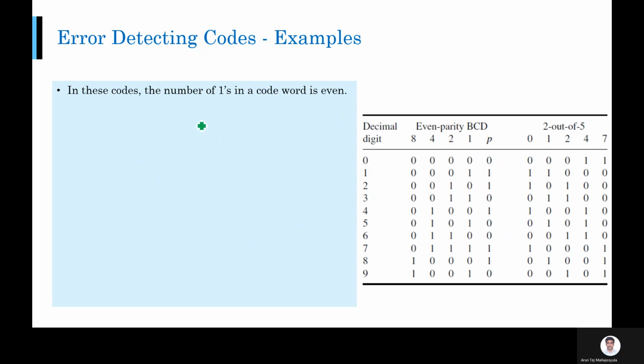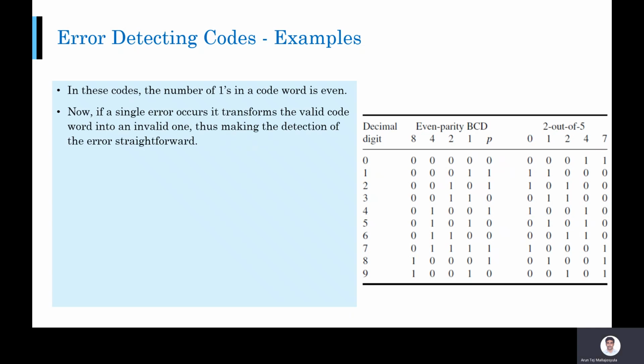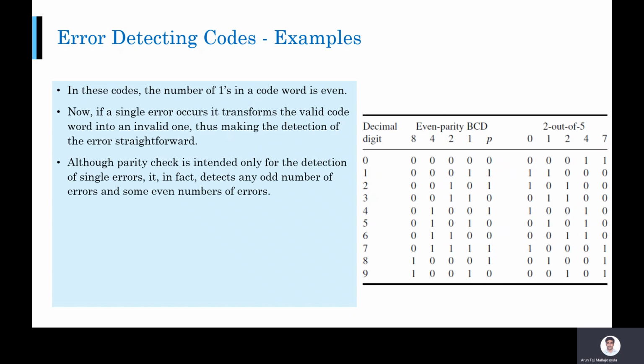Now, both of them are having even parity. If a single error occurs, it transforms the valid code into an invalid one, thus making the detection of the error straightforward. Okay, so how does this happen? Let us see.